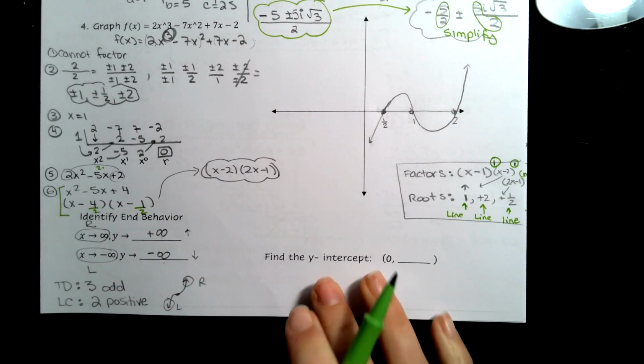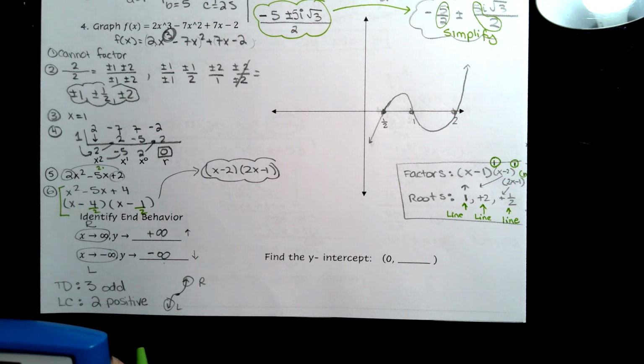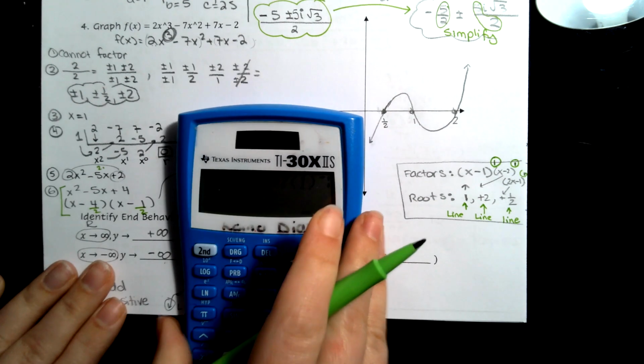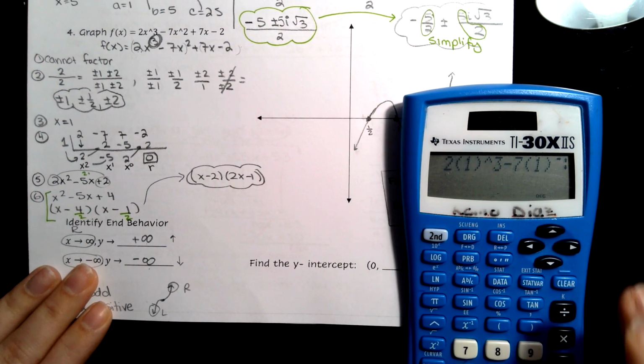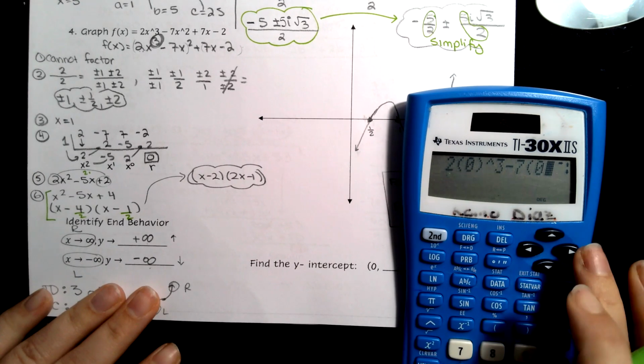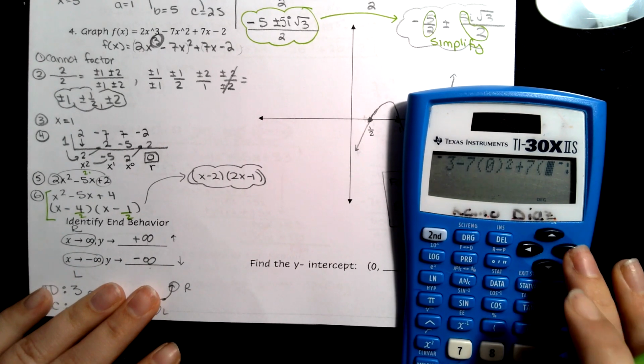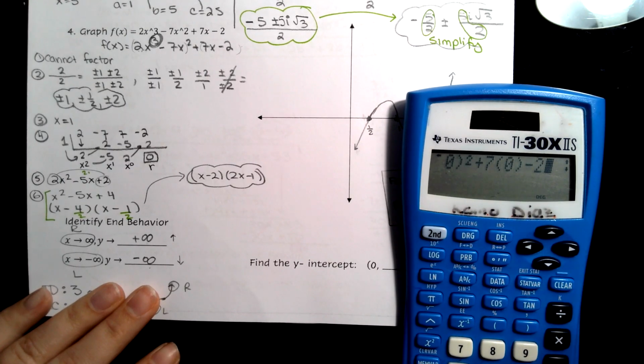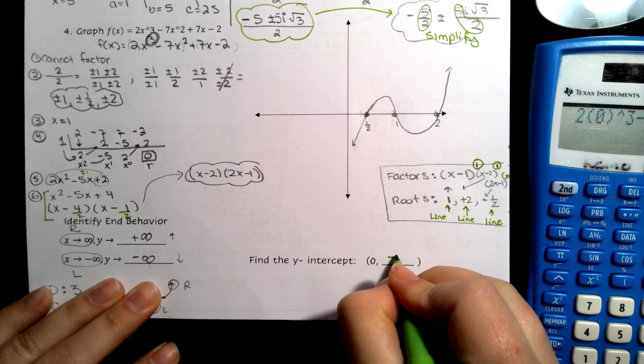To find the y-intercept, you're going to open up the original. And I already have the original typed in. And I'm going to go in and I'm going to replace my 1 that I checked in step number 3 with a 0. So all of my x values are 0. And I get a y value of -2.